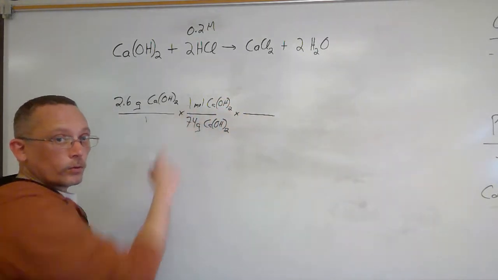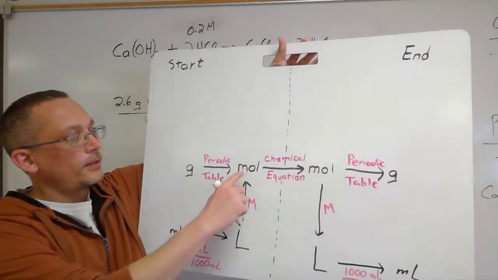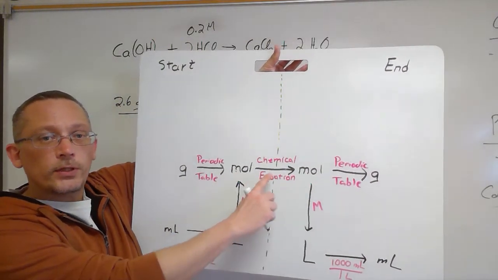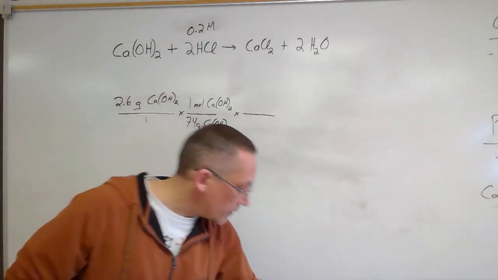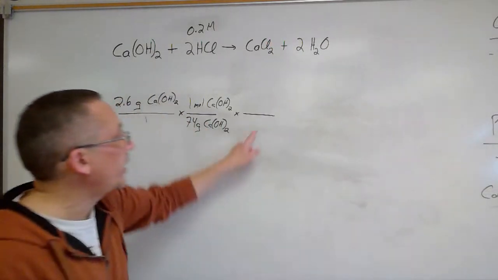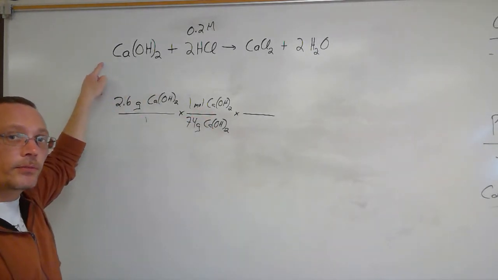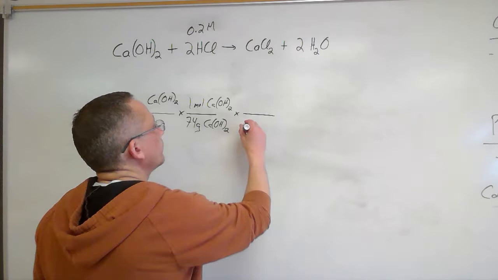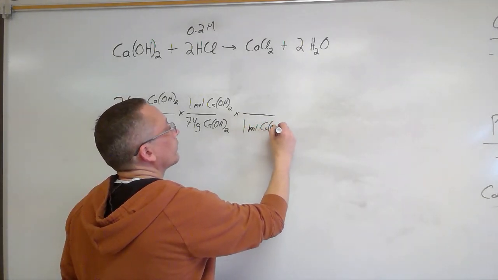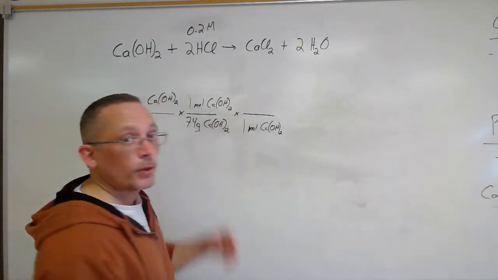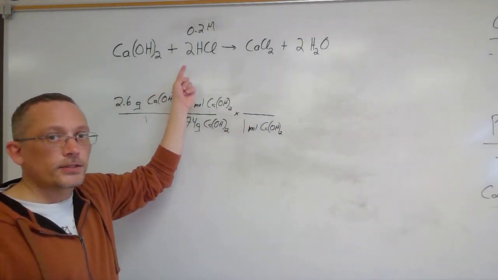Okay, now I've got moles. Consult my map. I'm at moles. Now I'm going to want to use the chemical equation to get moles of the other substance. So on the bottom of this fraction, I'm going to want moles of CaOH2. And there's no number there, so it's 1. On the top, I want moles of the one they asked me about, and that was HCl. So you can see that's 2 moles.